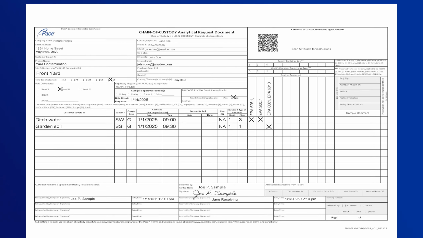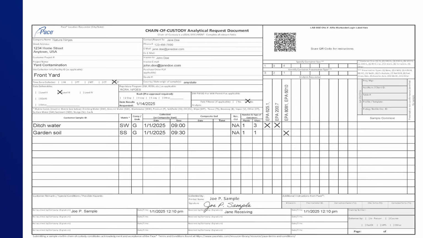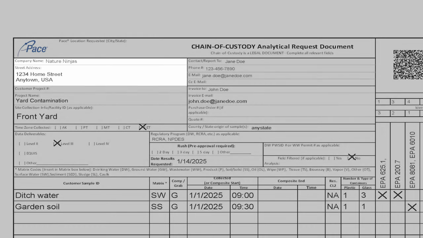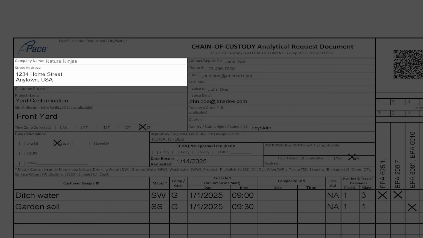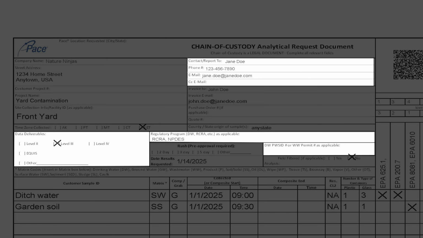To ensure the integrity of the sample and its usability for environmental compliance, the chain of custody must include proper and full documentation of the following elements: the identification of the client from whom the sample is being collected and analyzed. Proper client identification ensures that the results are reported to the correct entity and that any specific client requirements are met. Details of who the results should be reported to, including contact information and any specific reporting requirements, such as the reporting level or regulatory programs that the data are to be reported for.